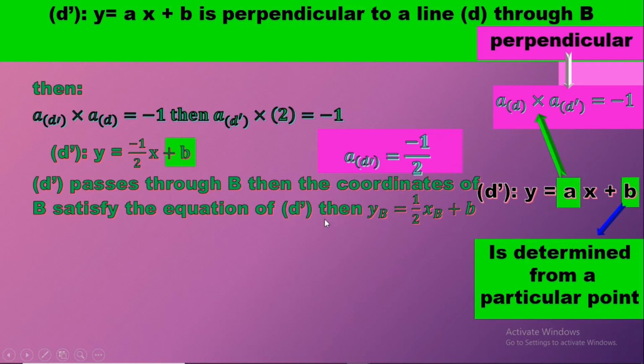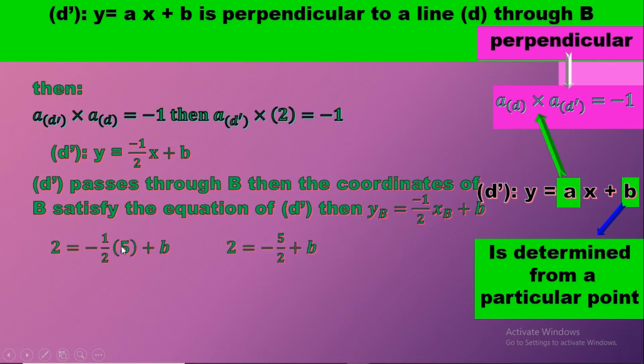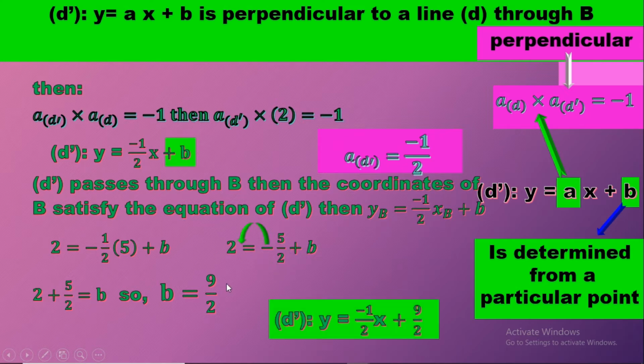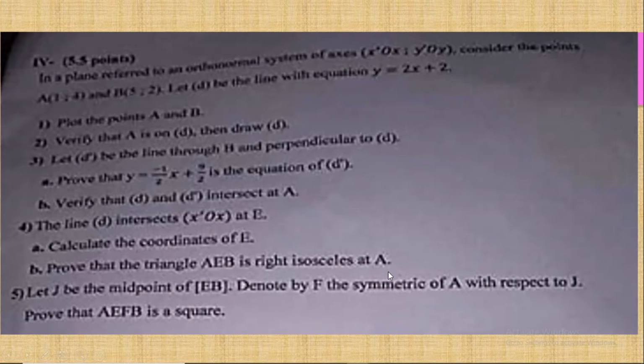So we can replace in the equation of D', instead of y, we write yB = -1/2 times xB + b. Now we just replace the coordinates of B by their values. We are given that yB is 2 and xB is 5. So we can say that 2 = -5/2 + b. Here, sure, 5 is 5/1. We multiply numerator by numerator, 5 times 1 is 5, and denominator by denominator, 2 times 1 is 2. Now we move -5/2 to the other side to find the value of b. We can say that b is 2 + 5/2, which gives us 9/2. Therefore, the equation of the straight line D' is y = -1/2 x + 9/2.